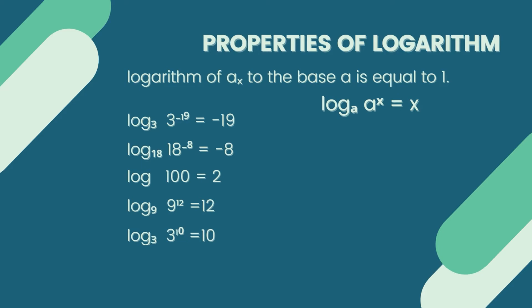Logarithm base 10 of 100 equals 2. Logarithm base 9 of 9 to the power of 12 equals 12. Logarithm base 3 of 3 to the power of 10 equals 10.